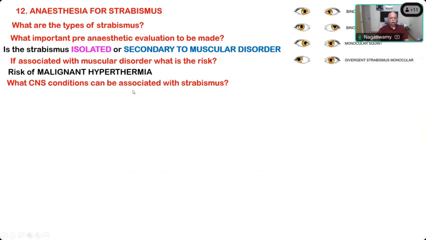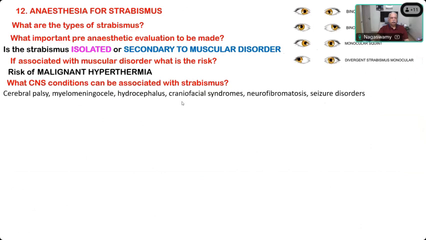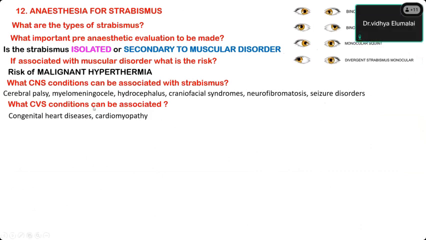So what CNS conditions can be associated with strabismus? Any neurological conditions? Cerebral palsy, myelomeningocele, hydrocephalus, craniofacial syndrome, neurofibromatosis, or seizure disorders. So ask for history of seizure disorders also in these cases. What serious conditions can be associated with strabismus? Two congenital problems. One is congenital cardiomyopathy and congenital heart diseases like ASD, VSD, etc.